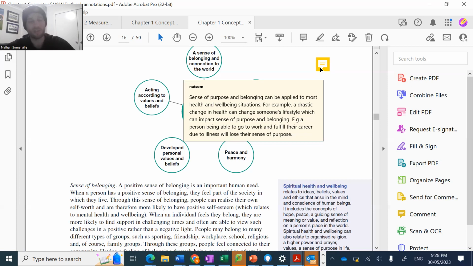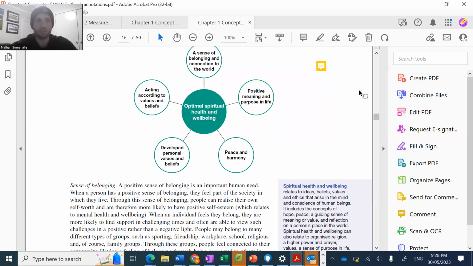So when you get those case studies and you're not too sure, okay, how am I gonna justify and explain that spiritual well-being, health and well-being is being affected here? If you look to sense of purpose and you look to sense of belonging, they're going to be the easiest ones to make that link and to justify it.